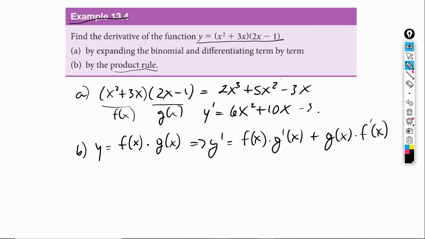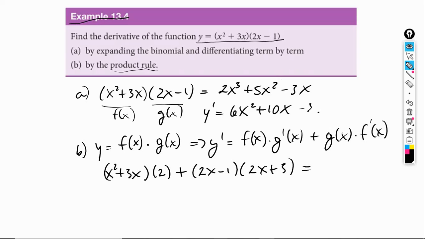So let's just substitute that into the formula. So it's going to be x squared plus 3x times the derivative of 2x minus 1, or the derivative of g of x, and that's just going to be 2. So this times 2 plus the second factor, 2x minus 1, times the derivative of the first one, which is 2x plus 3. So all we have to do is multiply and simplify this, and we should get the same result.